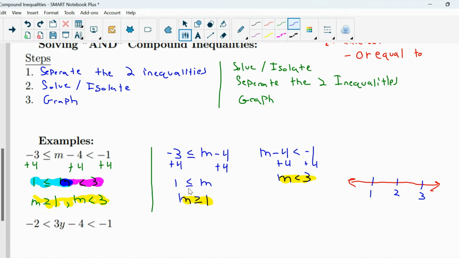Okay, so graph both of these separately. We have m is greater than or equal to 1. So that will give us a solid point at 1. We know m is greater than, so we're going to shade to the right. Okay, and then we have m is less than 3. That will give us an open point at 3, shading to the left. So the key here is we are only going to shade where both of our inequalities are true. Okay, which is that region between 1 and 3.